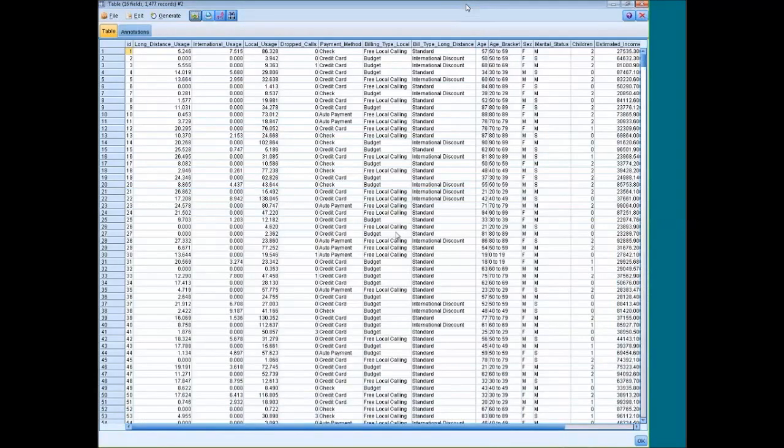So let me make this bigger so you can all see. You can see the type of data. We have 1,477 records. This is a demo. This is a very small sample set, truly. But for demo purposes, it's plenty good. The attributes of each of these customers, we're looking at their long-distance usage, their international usage, whether they have dropped calls or not.